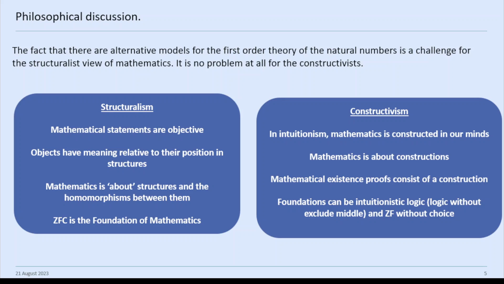So in a structuralist view of mathematics, mathematical statements are objective. Objects have meaning relative to their position in the structure. So the whole content of the number 3 is its relationships with 1, 2, 4, 5, 8, etc. If you want to understand 3, you need to understand its place in the naturals. Mathematics is about structures and the homomorphisms between them, the structure-preserving mappings between them, and ZFC, ZF set theory with choice, is basically the foundation of mathematics under a structuralist view of the world, although some want to use category theory, and I have some sympathy for that view.